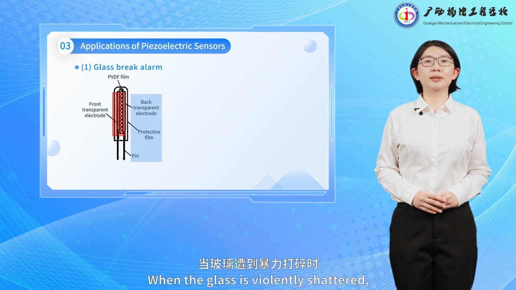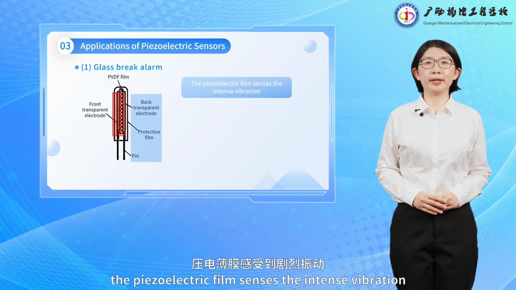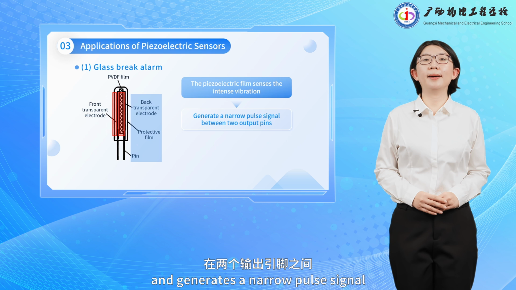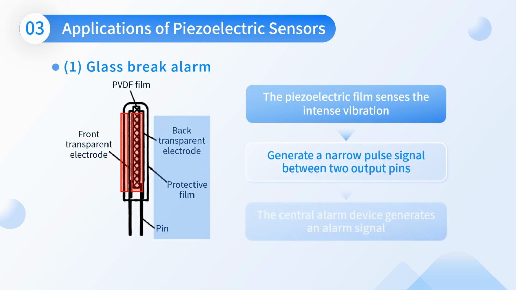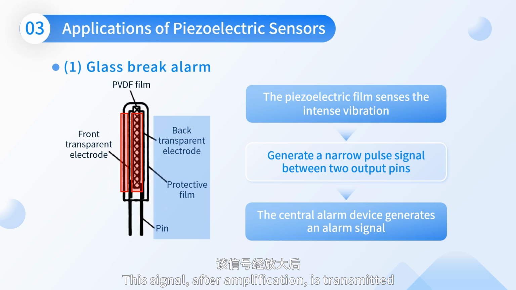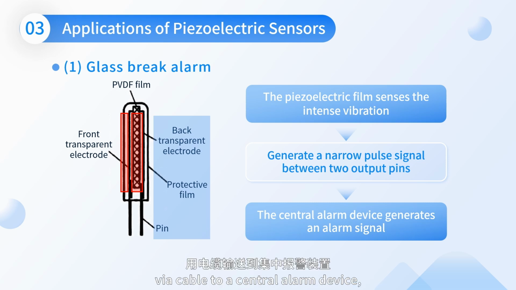When the glass is violently shattered, the piezoelectric film senses the intense vibration and generates a narrow pulse signal between two output pins. This signal, after amplification, is transmitted via cable to a central alarm device, triggering an alarm signal.